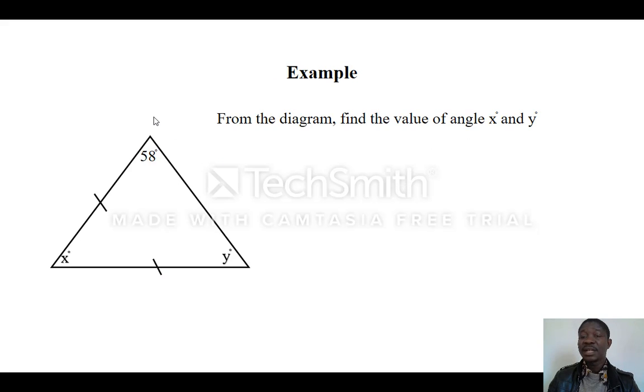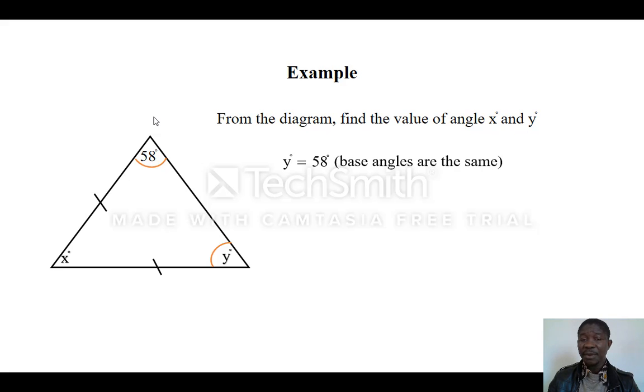Now let's look at this example. From the diagram, we have been asked to find the value of angles X and Y. If you look at the diagram, the angle 58 degrees is equal to the angle Y. So Y is equal to 58 degrees, since the base angles are the same. Then we have been asked to find the value of X.